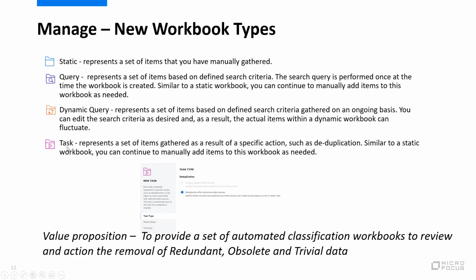The fourth item we needed to add was the task-based workbook. This was a specialist one, which is designed for deduplication, so looking for redundant files. It is similar to the static workbook, and you can manually add items to it. However, there's a special process, and you can see the icon here. Here we set the deduplication rules, and the master rules.